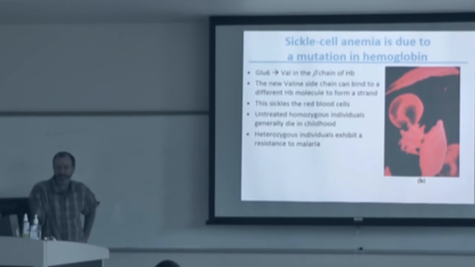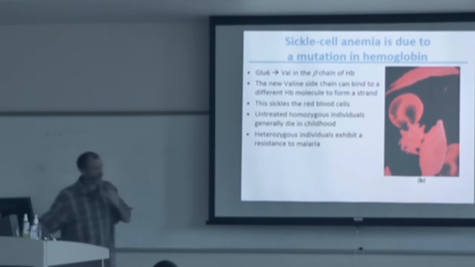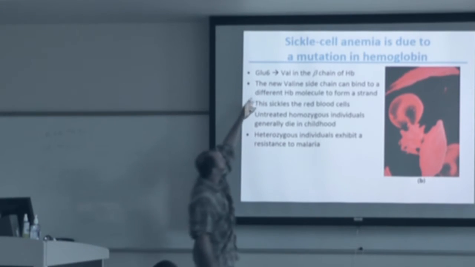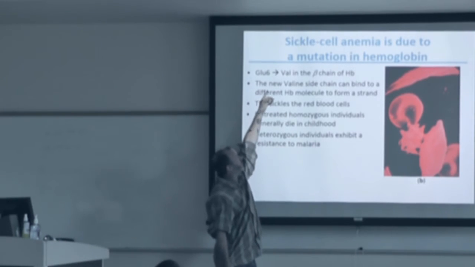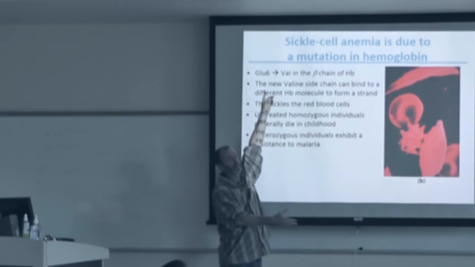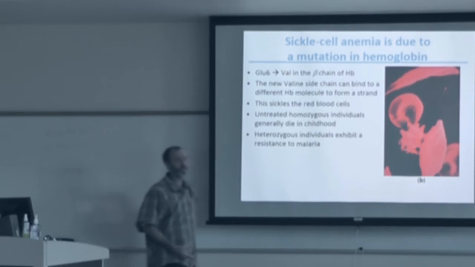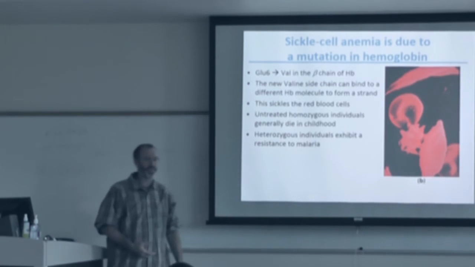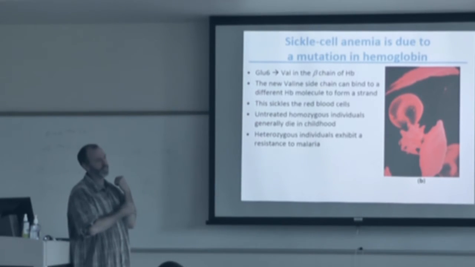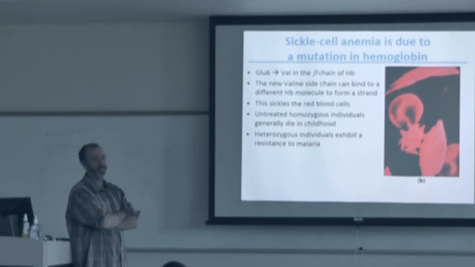And then sickle-cell anemia is caused by one mutation. One glutamic acid, or glutamate, number 6, is mutated in the code and it's substituted for valine on the beta chain of hemoglobin. Can anybody tell me the difference in structure between the valine side chain and the glutamate side chain?